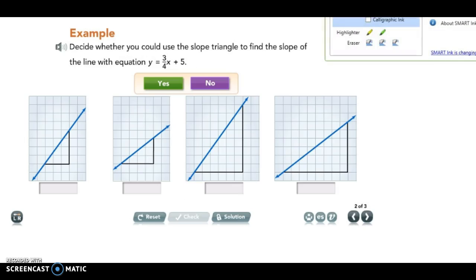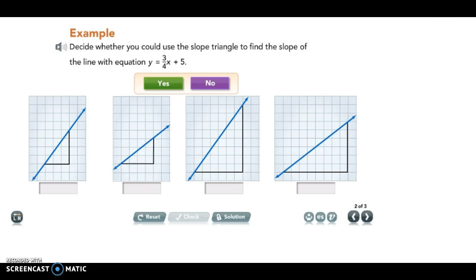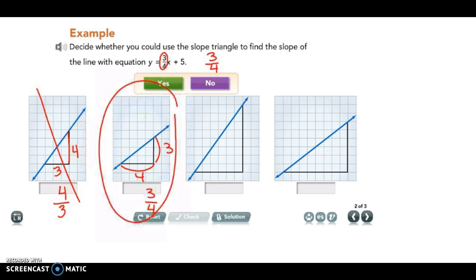Okay, so they're just wanting us to find which ones are going to be able to use this equation. We're going to take a good look at our slope. Our slope here is 3/4, and that's going to be important. So let's take a look at this slope right over here. We have a rise, which means how much we've gone up, of 4, and a run of 3. So my slope is going to be rise over run, or 4/3. Is that the same as our 3/4? No. So now we're going to look at our next one. My rise is 3. My run is 4. So I'm going to have rise over run, 3/4. Is that the same? Yep, it is.